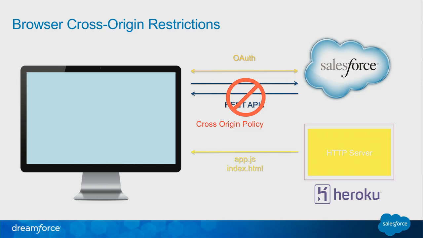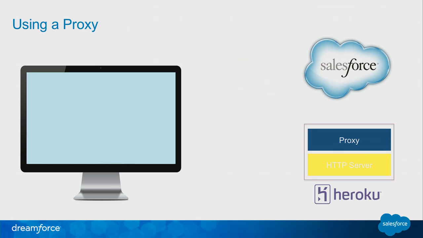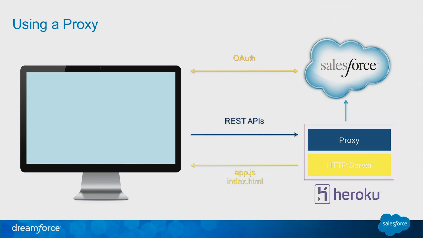We can work around it, though. We can work around it by putting a proxy into our application. So it's the same kind of idea. We serve up our application. We've got our index and our app. We do our OAuth to get our token. Remember, there's nothing wrong with that. We're just calling an HTML page. We're returning an OAuth token. We've got this data back now.